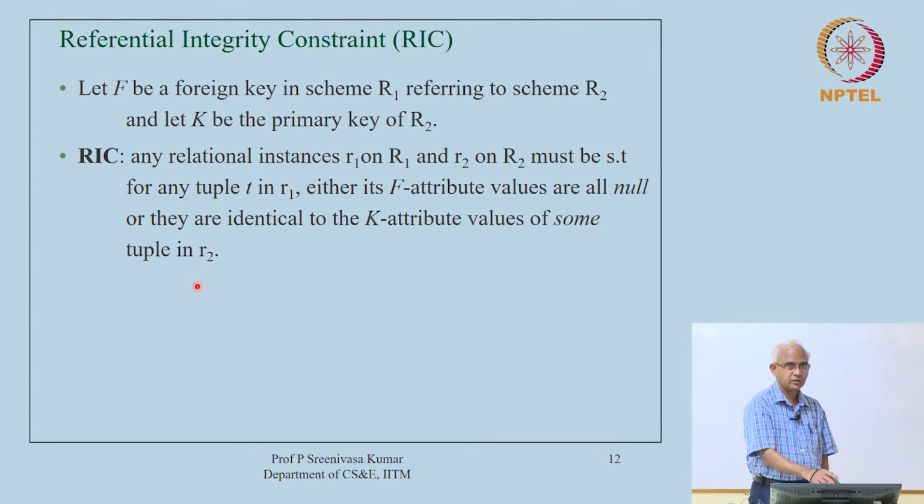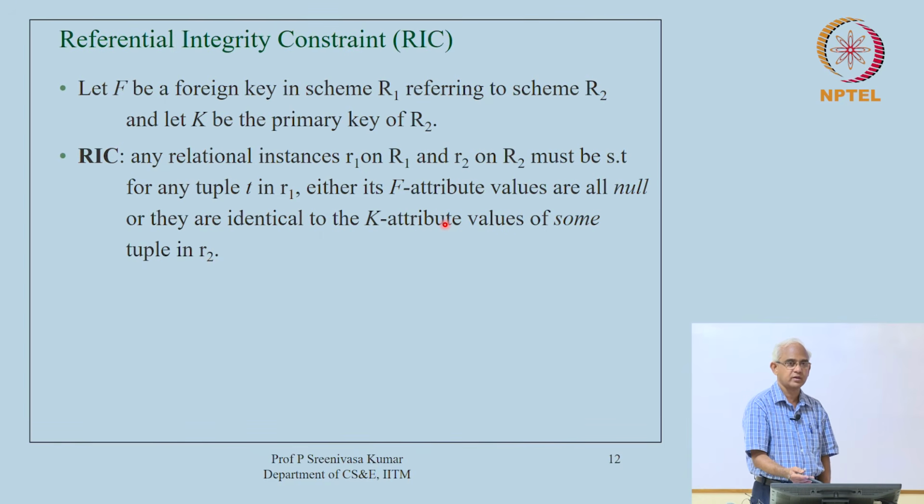or they are identical to the K attribute values of some tuple in R2. What we are saying here is that F is a foreign key in R1 and K is the primary key of R2. The referential integrity constraint requires that either these F attribute values of R1 are all null, meaning it is not referring to anything, or if it has non-null values, then those values have to be identical to the K attribute values of some tuple in R2.